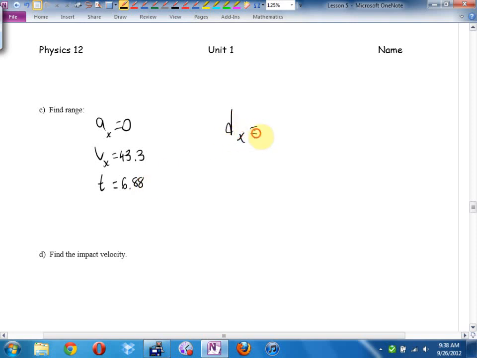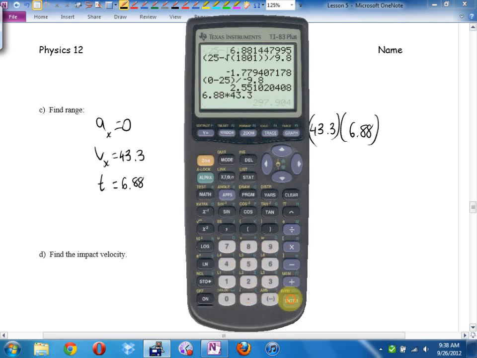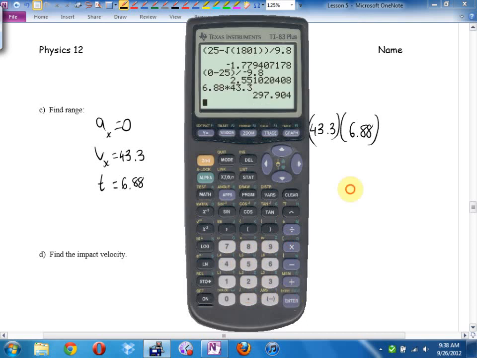The range is just equal to VXT. What happened to the half AT squared? Alejandra, what's A horizontally? 0, which is why the half AT squared is gone. VX, 43.3, 6.88, 6.88 times 43.3, 298. I agree.